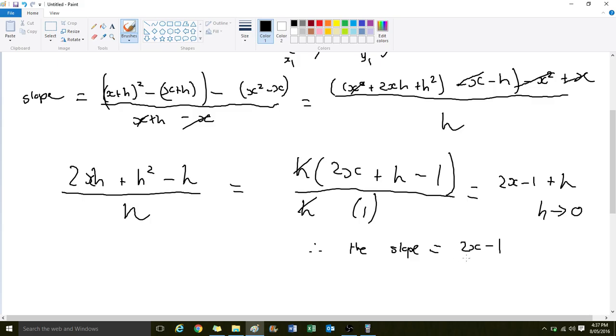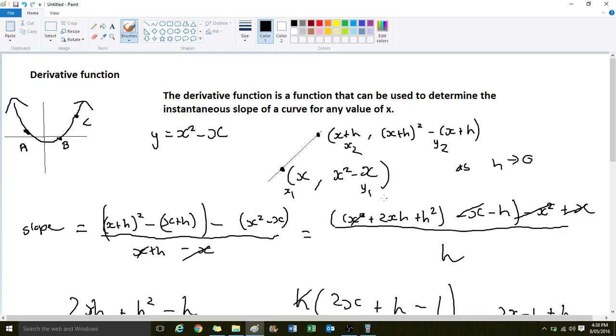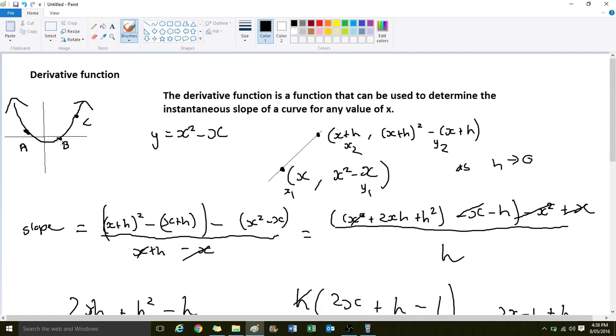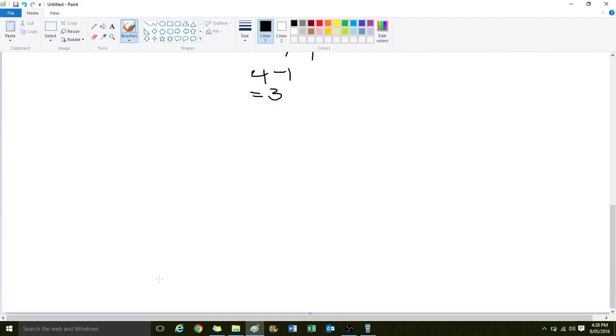Let me tell you what this part means, because this is a fairly significant answer here. At any point along this curve, let's say we want to know the slope when x is 2, we just have to put it into this function. So the slope at x equals 2 is going to be 2 times 2 take 1. 4 take 1 is 3. So the slope at x is 2 is 3.